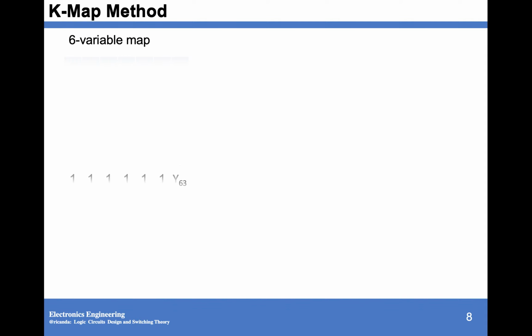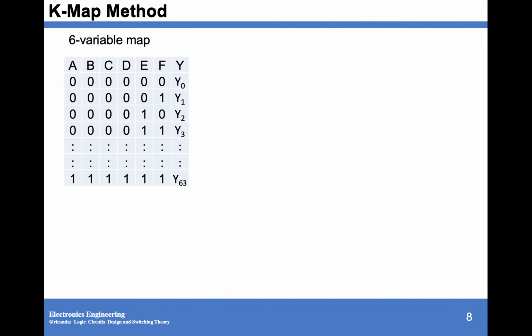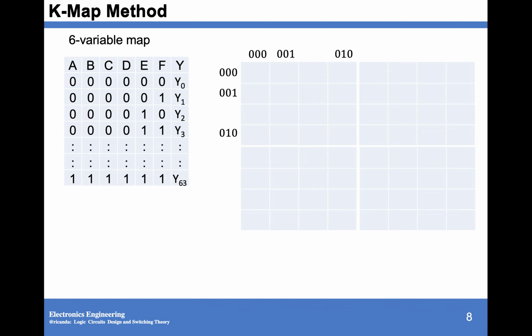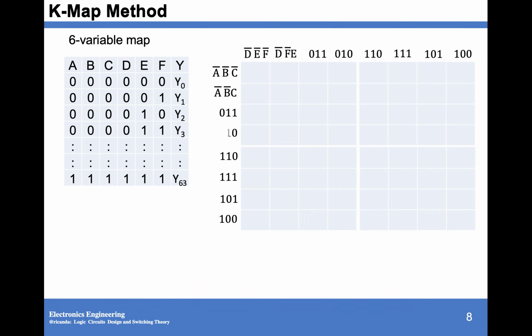For a 6-variable map, we have 64 input combinations, so we have 64 cells in your map. In writing your map, we have 8 columns and 8 rows. So this is the pattern. You have to follow the pattern for your columns and rows, and after that, you have to change that in terms of your variables. After completing the variables on your left side and your upper side, this is the location of your Y.